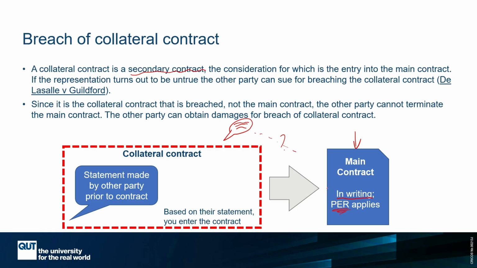However, what the courts can say is that there were actually two contracts, the main contract and then a collateral contract. And this collateral contract is a verbal contract where one party makes the statement, that's their consideration, and the other party enters the main contract as their consideration. So there's a second oral contract going on here, and the party breaches this collateral contract.